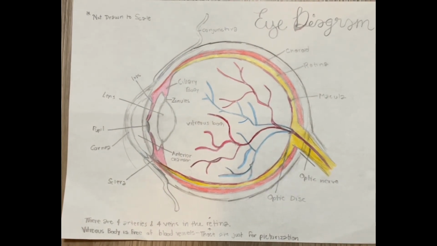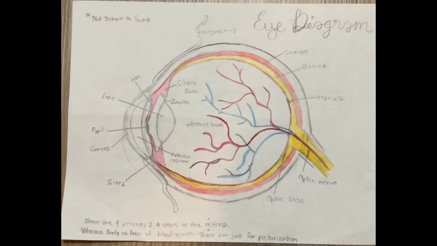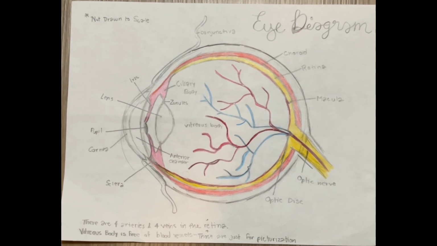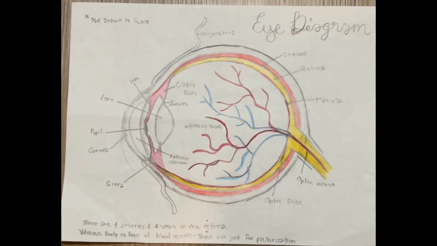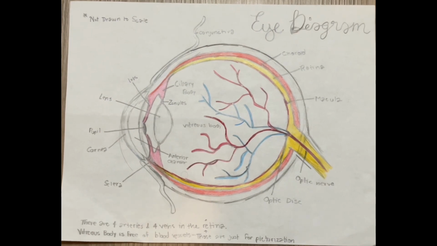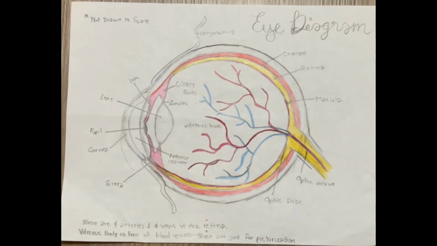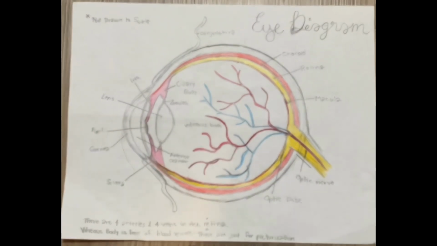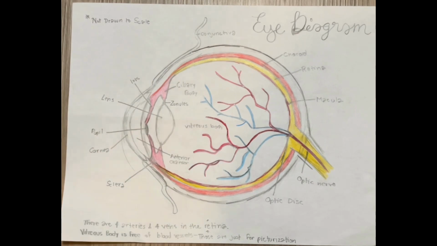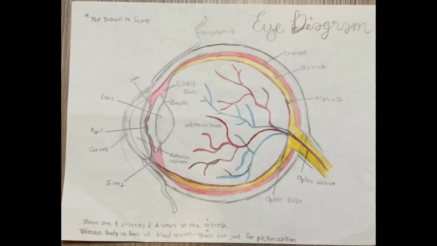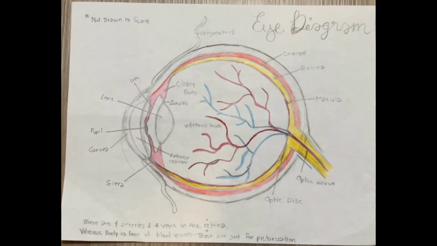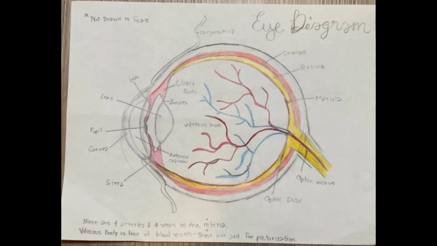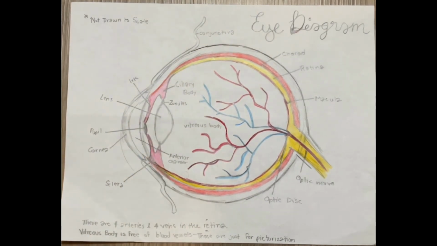Now, let's continue to talk about the ciliary body. So the ciliary body has ciliary processes which attach to the lens capsule to keep the lens in position. Also, these ciliary processes are called zonules. By their contraction and relaxation, they change the accommodative power of the lens.